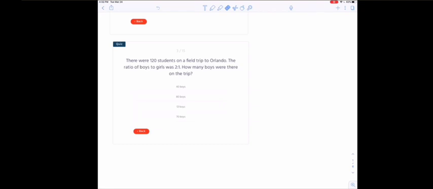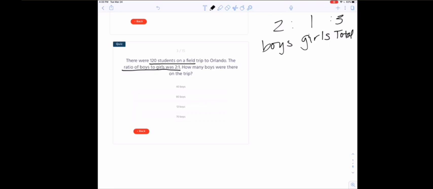The question says, there were 120 students on a field trip to Orlando. The ratio of boys to girls was 2 to 1. How many boys were there on the trip? So here it gives us a ratio of boys to girls. So 2 is boys, 1 is girls. Okay? And if I want to get my total, I add them up, and I know it's 3. 120 students on the field trip, so it gives us the total, and it asks us how many boys. So we're going to call it x, which means we're not going to use the girls number in this one. We're going to focus on boys and total because that's what the question gives us and it's asking us for.